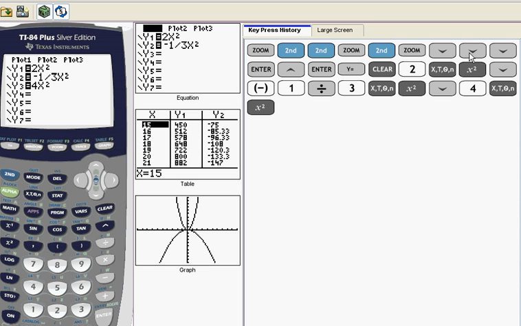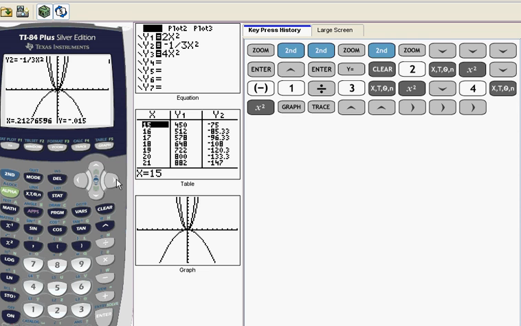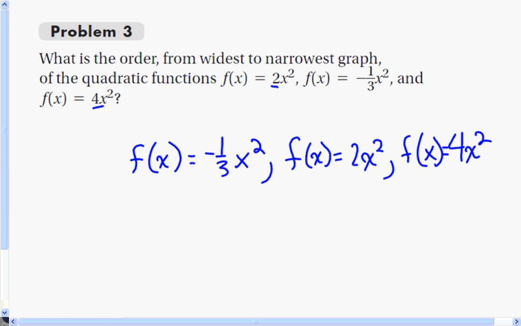So the first one you see is 2x squared, then -1/3 x squared. So there's 2x squared, -1/3 x squared, and 4x squared. And if you lost track of them, one thing you could do is just trace and then use your up arrow to change graphs. So now I'm on 4x squared. Now I'm on -1/3 x squared. And you can see that the -1/3 x squared is definitely the widest of the graphs. All right.